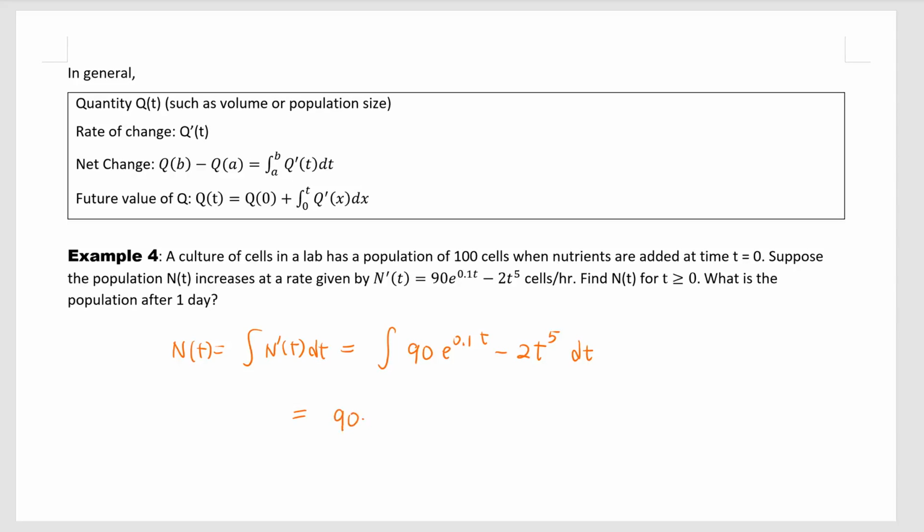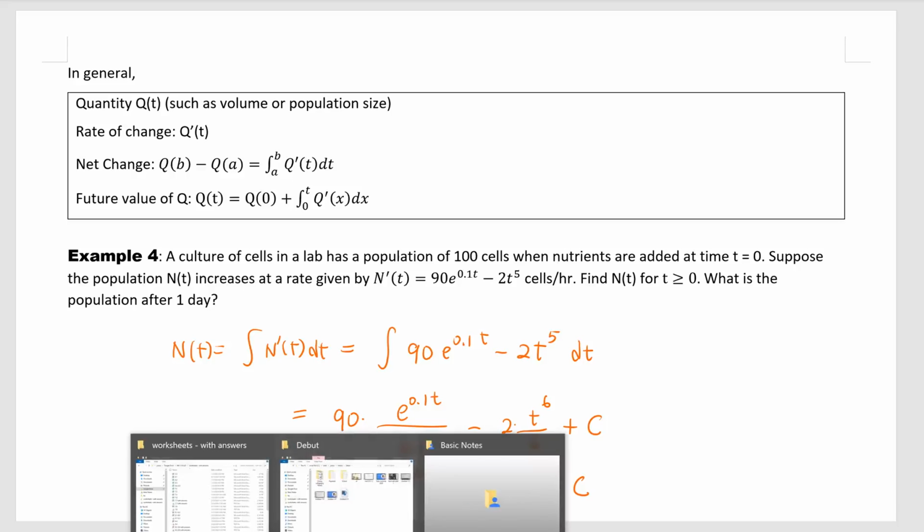Okay, so constant multiples stay there. E to the 0.1t is still e to the 0.1t, but when you integrate, what do you do? You divide it by 0.1, right? Minus, okay, 2 stays here, t to the 6 over 6 plus c. And do you know what is 1 over 0.1? That's 10, right? So this is 90 times 10, 900 e to the 0.1t minus 1/3 t to the 6 plus c. So this is the integral, okay?